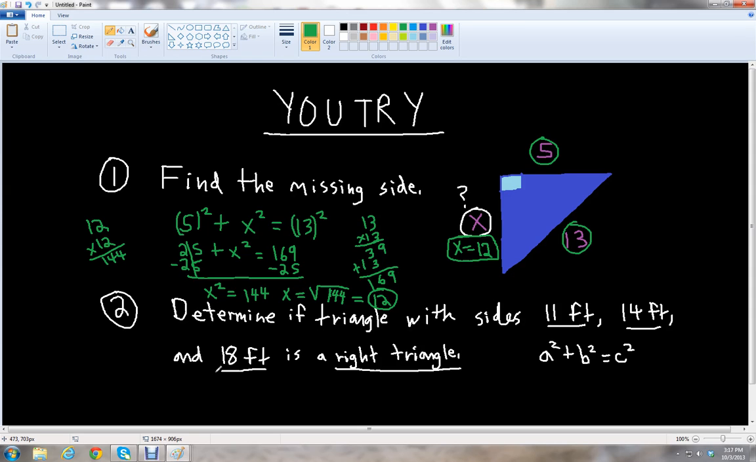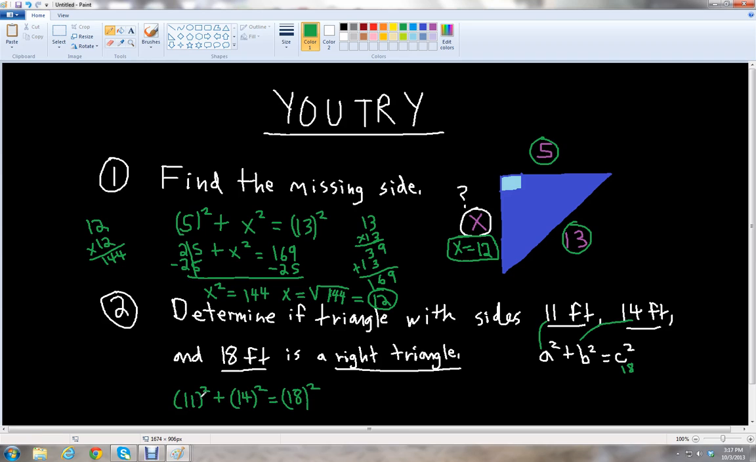And then for the second problem, determine if a triangle with sides 11 feet, 14 feet, and 18 feet is a right triangle. So a way to do that is just put 11 in for a, 14 in for b, and then 18 goes in for c, and see if that's true. So we'll have 11 squared plus 14 squared equals 18 squared. So we want to see if this is true.